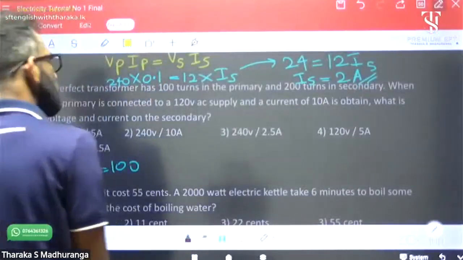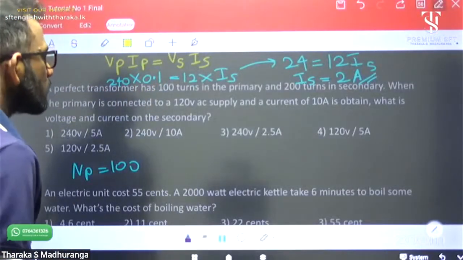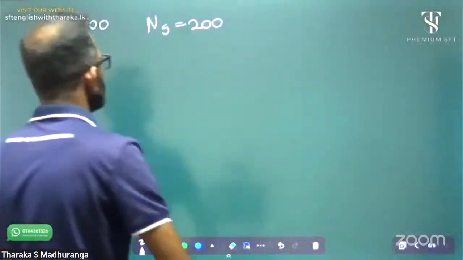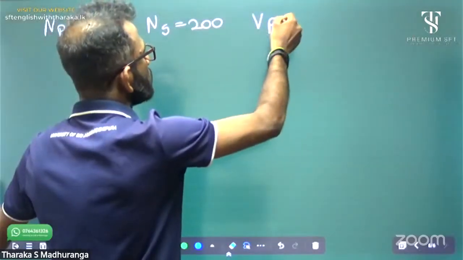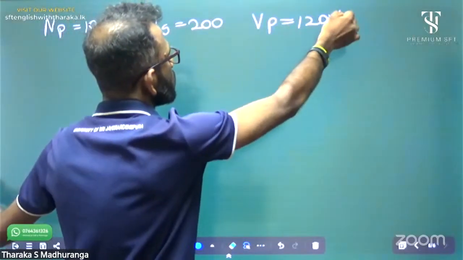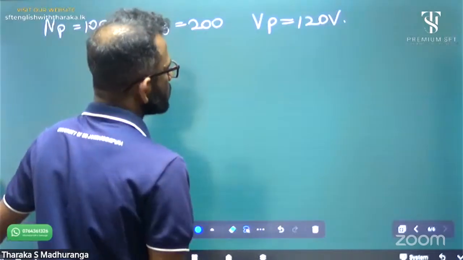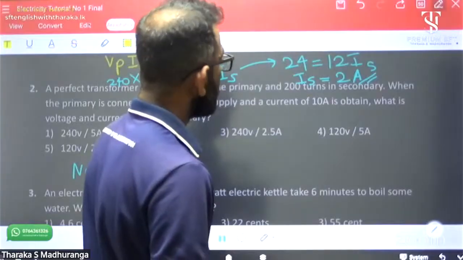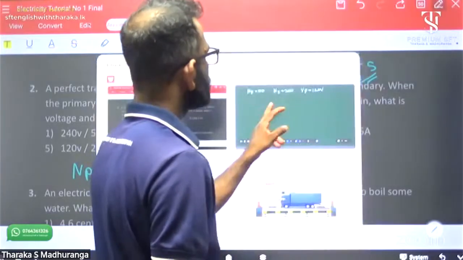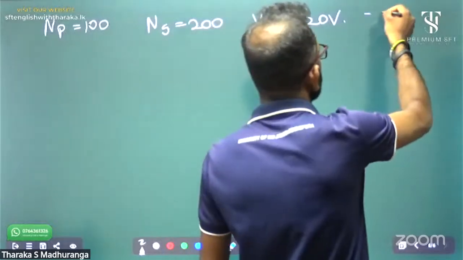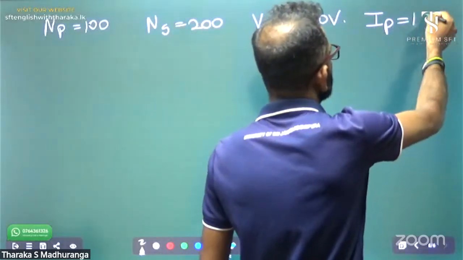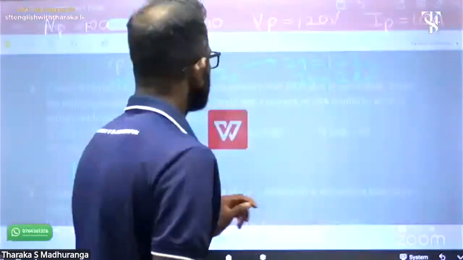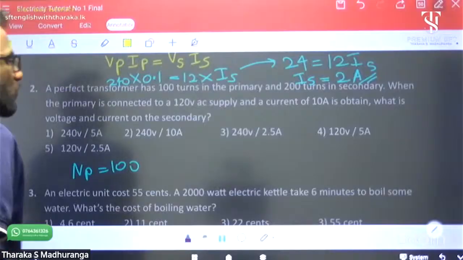Now, when the primary is connected to a 120 volt supply, that's the primary voltage, Vp equals 120 volts. And the current of 10 ampere is obtained, then Ip, the current of the primary winding, is 10 ampere. That's the given data. What is the voltage and current on the secondary coil?